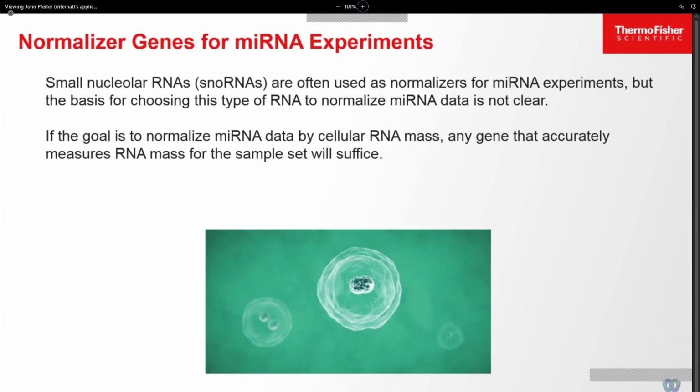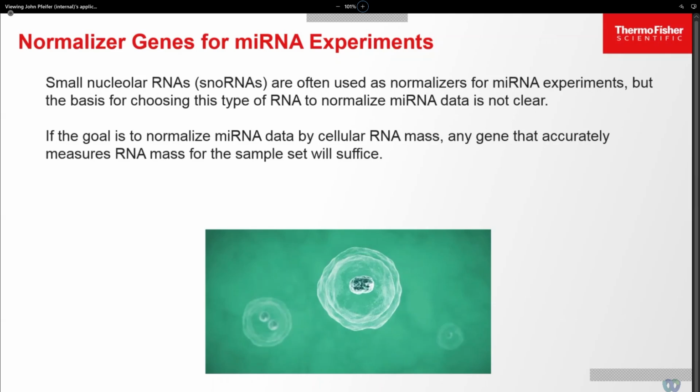In the literature, we see a lot of microRNA normalizing genes being small nuclear RNAs or snoRNAs. The reason for choosing such an RNA is not very clear to me. My suggestion is, number one, figure out what is the normalizing parameter that you want to normalize your data to. Is it total RNA mass? Is it volume? What is it? What is most biologically relevant?